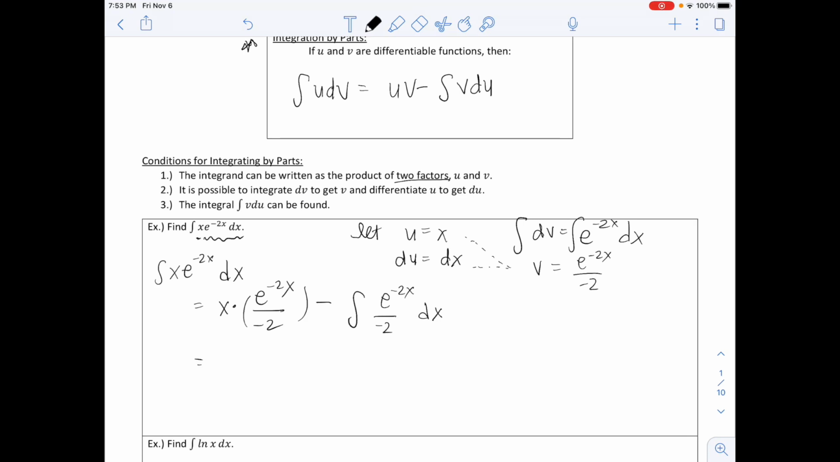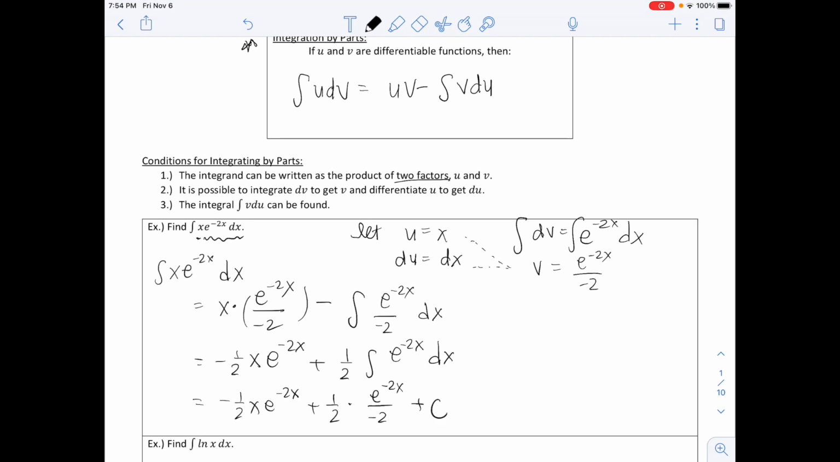From here, I'm going to rewrite this. This is negative 1/2 x e to the negative 2x. I have a negative and a negative on the next term, so I'm going to put plus, and I'm going to pull that 1/2 out in front. So I have 1/2 times the integral of e to the negative 2x dx. Then I can integrate this, and the first term stays exactly the same. Plus 1/2 times, and integrating this, I end up with e to the negative 2x divided by negative 2.